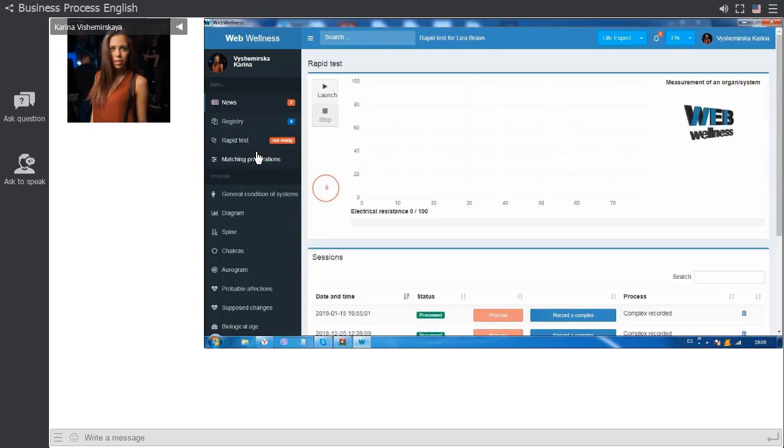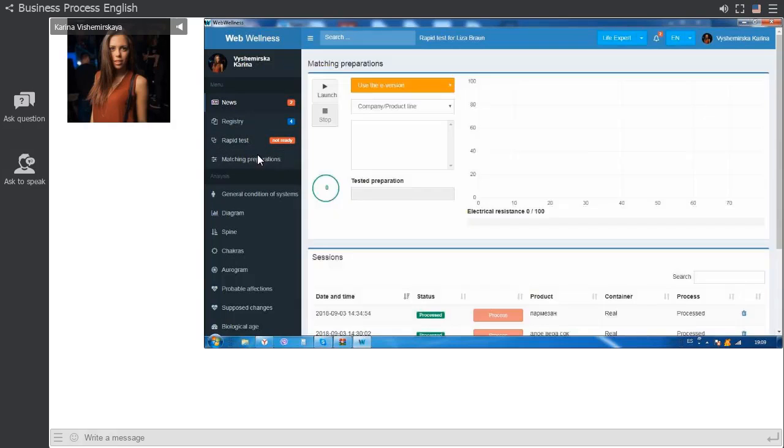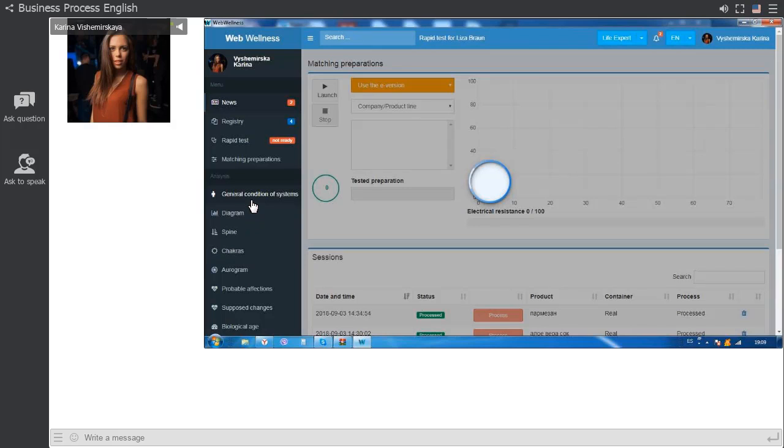In the matching preparations, we can see how different foods and different supplements affect our body by making a test in this section. And above, you can see different analyses. We will describe them right now. I will just briefly show you the surface. It's impossible to put everything into the presentation.